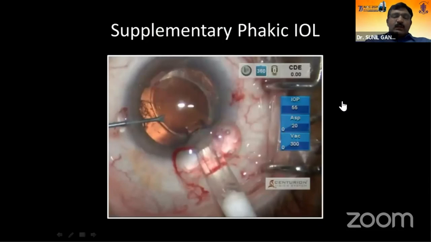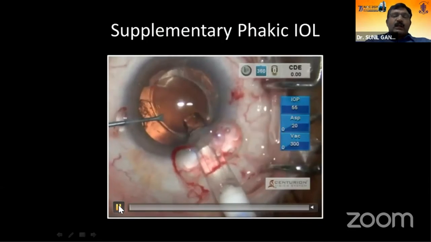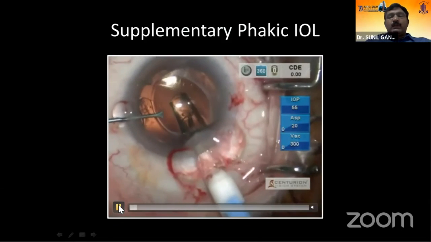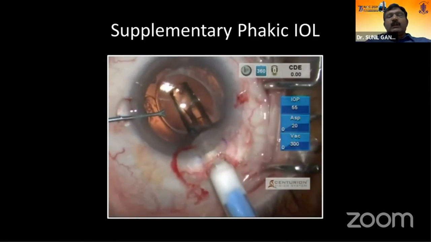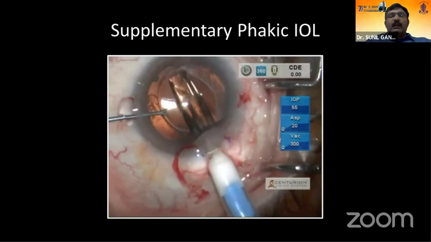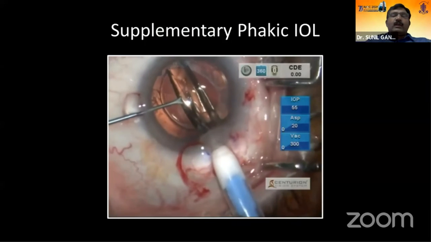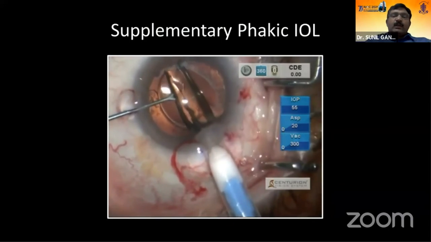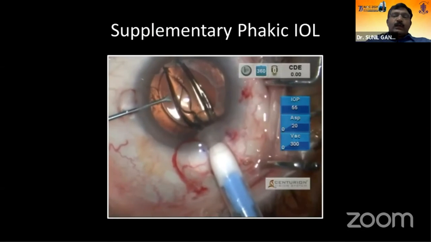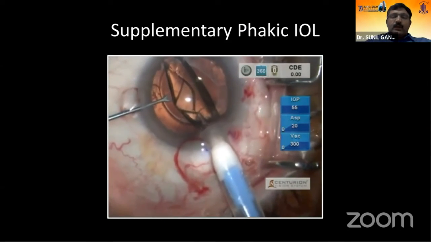Rarely, in some scenarios, like in this patient with a post-RK eye, we had a residual spherical as well as cylindrical error. You can use a supplementary phakic IOL in the sulcus and align it in the proper axis to get rid of the pseudophakic astigmatism. Dr. Chinnappa will be speaking to you about the phakic IOLs. I won't go into the depth of this video.